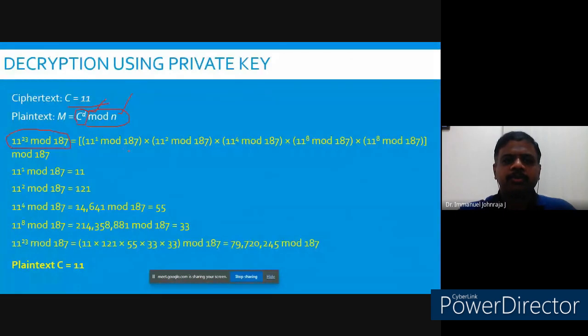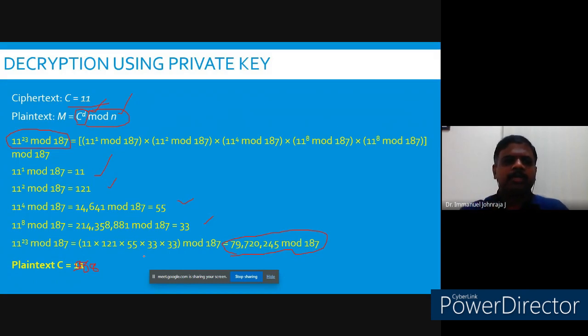Again, we go for modular arithmetic and we end up calculating the values like this. At the end of the day, we get this much value mod 187. You get the plain text as 11. No, I have made a mistake. Plain text will be 88 here. Okay, this is wrong. Right, so plain text will be 88. If you do this calculation, mod 187, you will get 88 as the plain text. All right, so this is how our key generation, our encryption, our decryption is happening.